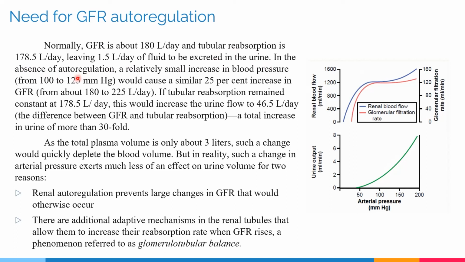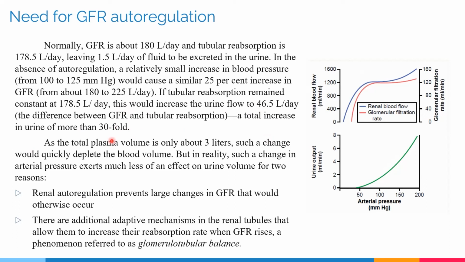In the absence of autoregulation, a relatively small increase in blood pressure, say from 100 to 125 millimeters of mercury, would cause a similar 25% increase in GFR from 180 to 225 liters per day. If tubular reabsorption remained constant at 178.5 liters per day, this would increase urine flow to 46.5 liters per day, which is essentially calculated as the difference between GFR and tubular reabsorption, and thus there is a total increase of more than 30-fold in urine production.